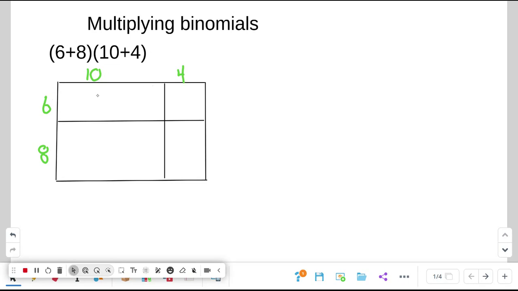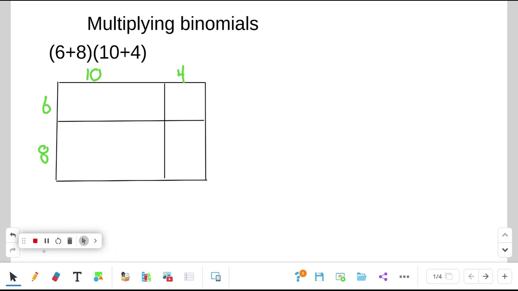This piece right in here, this upper quadrant, would be 60 because you'd be multiplying 6 times 10. This piece here would be 24 because 6 times 4 is 24. This piece would be 80. And this piece would be 32. Okay? And if you added up all four of those, you'd end up with 196, which is what 14 times 14 is. But that's not what we're really doing.